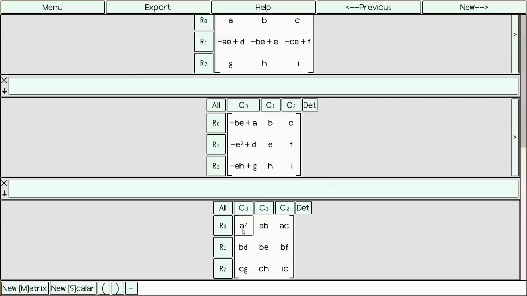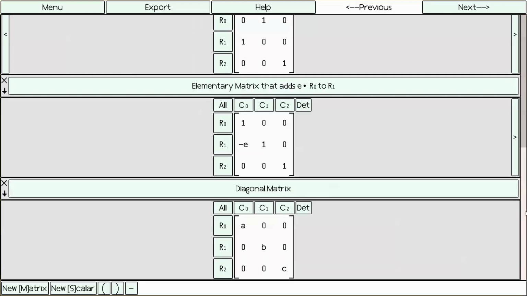So as we can see, the original generic matrix had A, B, C, and each element of the 0th row has been multiplied by A. For the first row, D, E, F, every element has been multiplied by B. For the second row, G, H, I, every element has been multiplied by C. So as we hypothesized, the diagonal matrix multiplies each row by its corresponding scalar factor.